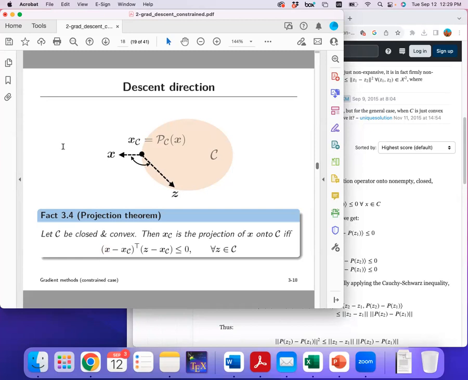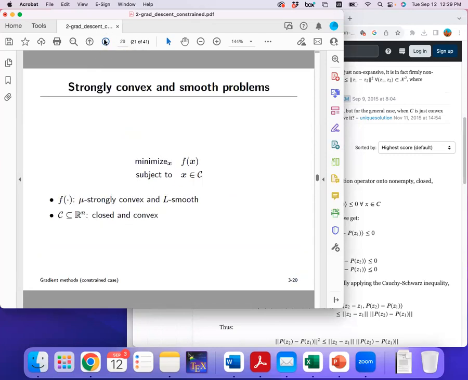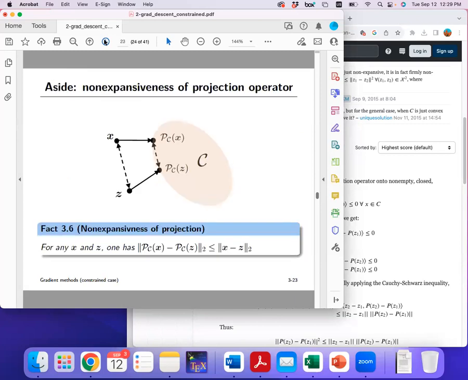This is a very useful result because it is a necessary and sufficient condition for the projection point x_C. In fact, such a projection point is unique. It can be shown that. Now, this is a very useful result that can be used to prove the non-expansiveness of the projections that we showed last time.